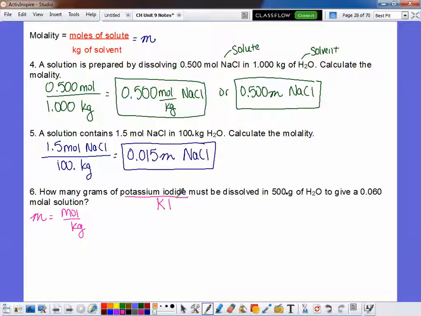Okay. All right, so we're told that it's 0.060 molal. That equals, how many moles of KI are we using? We don't know. That's what we're asking to find. So I'm going to put that as my X. And I'm using how many kilograms of water? 0.5, not 500, because that was in grams, converted to kilograms.